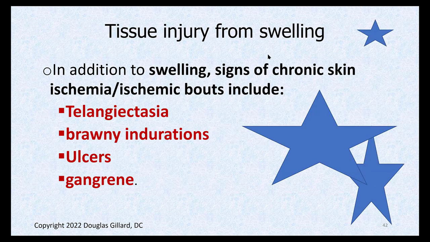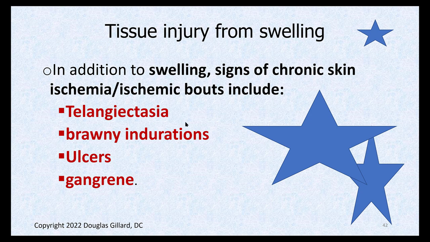All right, so what are the skin changes that will occur? Well, first you get pain. The skin will start to hurt. But then you can start to get a couple of these things. If you have too high of pressure in the microcirculation of the legs, you're going to get tiny varicose veins, and that's called telangiectasia. You can literally see these.